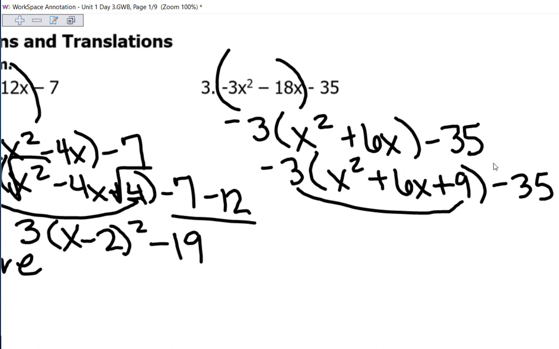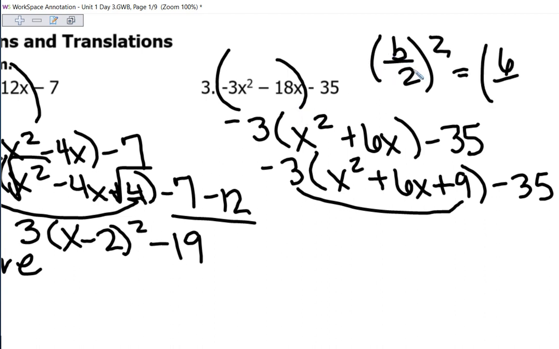Why 9? Because we completed the square using that formula b over 2 squared. So our b value was 6. So 6 divided by 2 is 3. And then 3 squared, that's where that 9 came from. So it's the same formula, b over 2 squared. And simplifying that, we would have negative 3.